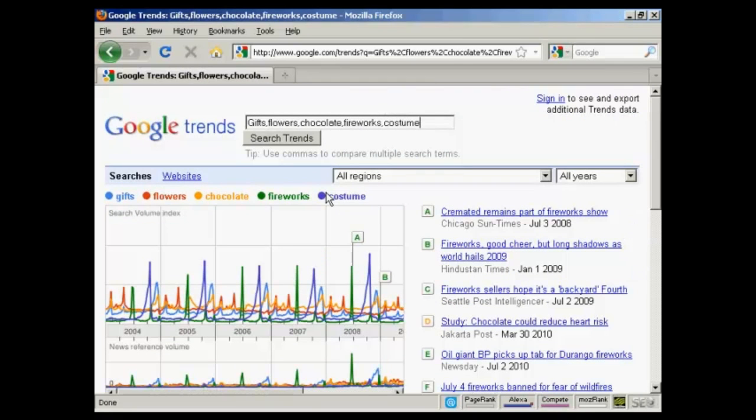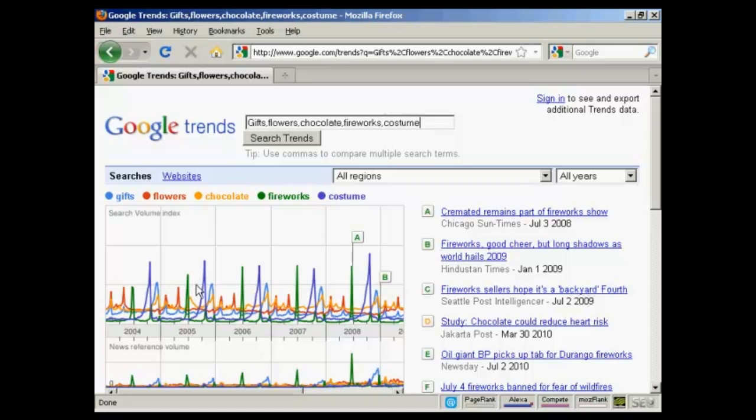Now, finding cyclical patterns in search volume data is very interesting, because it can tell you when you want to start marketing your product or service, when there's going to be a lot of demand. And you can also use Google Trends to search for more than one item at a time, and I'm sort of demonstrating both here. We've got 5 search terms: gifts, flowers, chocolate, fireworks and costume.